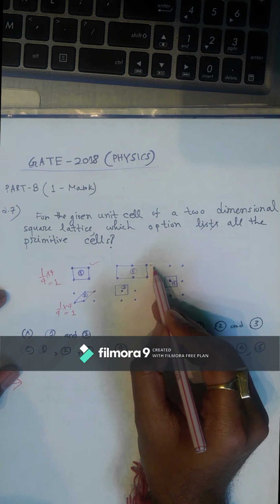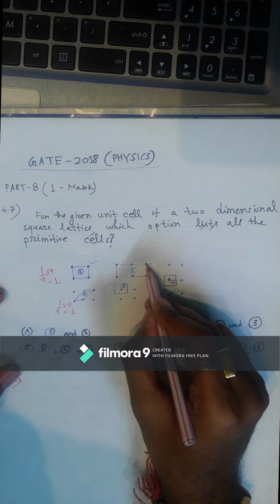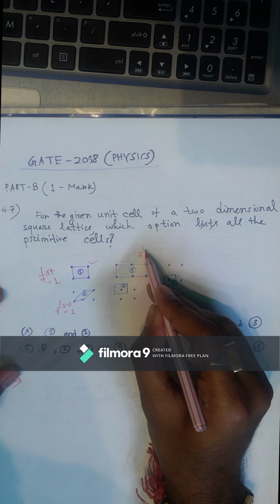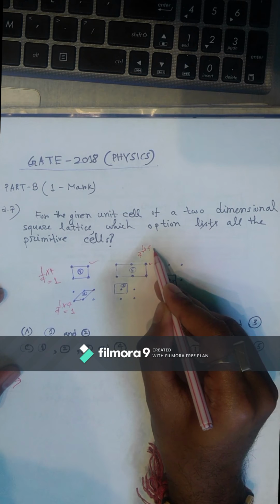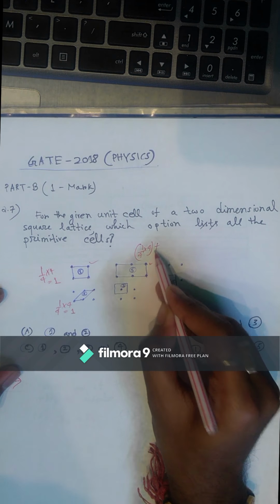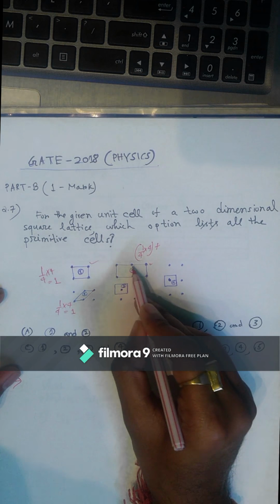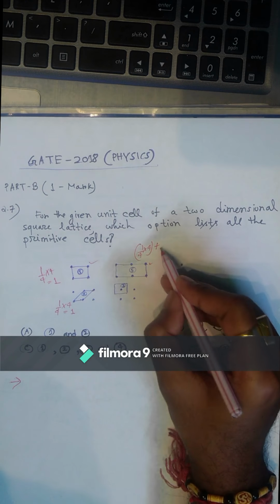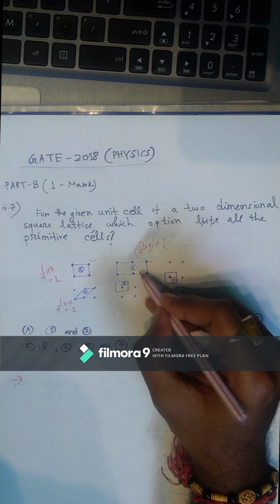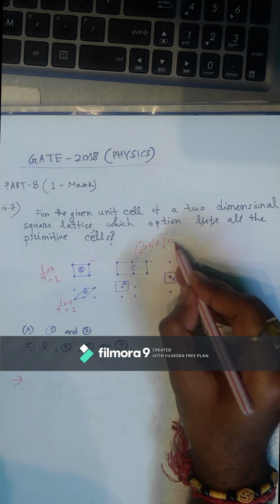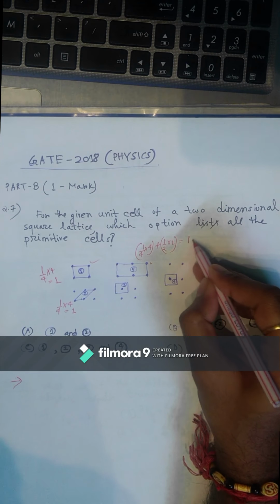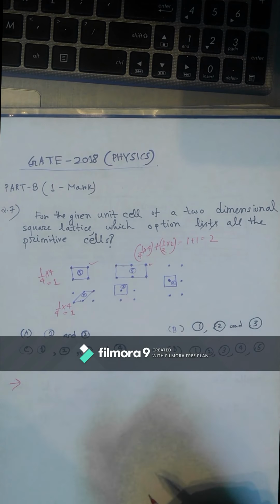For the fifth unit cell, the total number of atoms will be as follows. These corner sharing atoms have a sharing number of 1 by 4 and they are 4 in number, so 1 by 4 into 4, plus these side atoms, the atoms located on the side, which have a sharing number of 2 and are also 2 in number. So 1 by 2 into 2. So this will be 1 plus 1 equals 2.